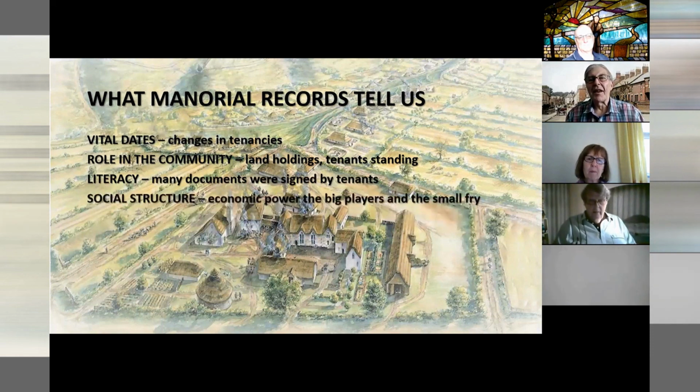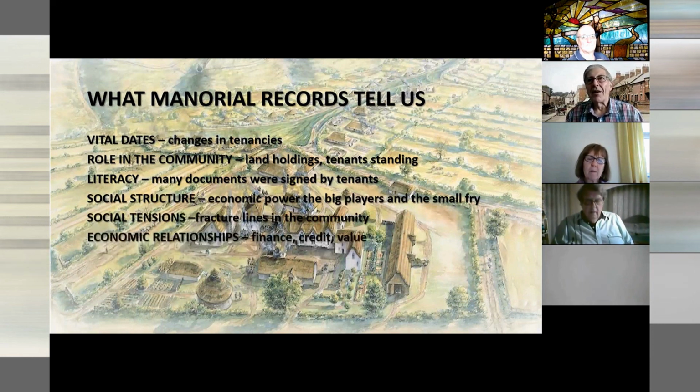It's certainly a good idea to pick out the social structure. Who were the big players? Who were the small fry in the manors? Where did they fit into the social structure? And as such, what social tensions existed? Where were the fracture lines in the community? What were the economic relationships? Who had credit? Who was able to self-sustain themselves?